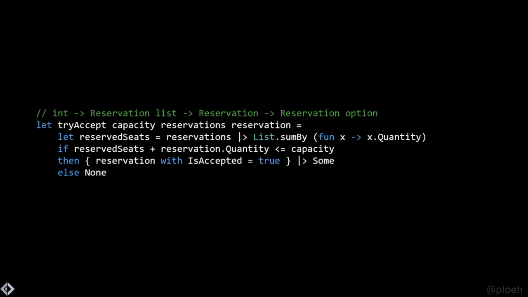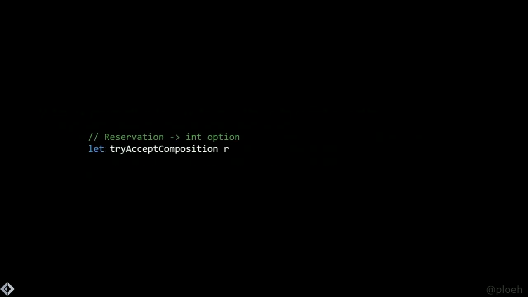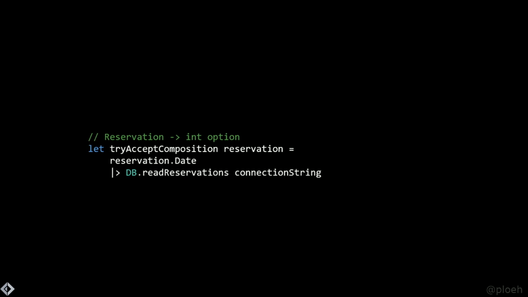Right, okay, so we'll go back to try except composition and see if we can refactor that one more time in order to still keep the API, keep the behavior, but do it in a different way. So what I want to do now is I'll start with the reservation date, and I'll pipe that into db.read reservations. So if you remember, db.read reservations partially applied with a connection string is a function that takes a date as input. And I'm piping the date as input, so that's actually the same as just calling it with a second argument. Now this returns a reservation list, which is exactly what I need.